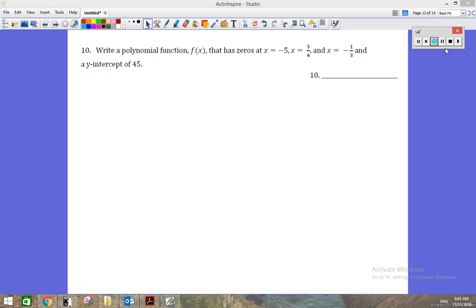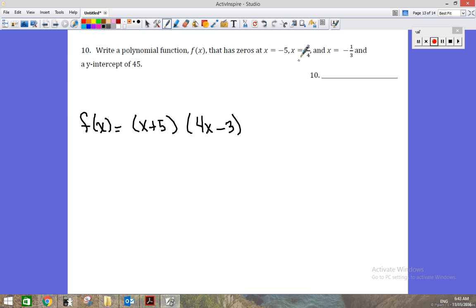Let's take a look at these review problems from our skill packet 4, our polynomial functions and rational functions. It gives us enough information to write a polynomial function. It tells us that this function f of x has x-intercepts at -5, so in factored form that's x plus 5. x equals 3/4, so in factored form, that's 4x minus 3, because if you add 3 and divide by 4, you'll have that. In factored form here, we've got 3x plus 1, because if you subtract 1, you'll get -1 divided by 3.